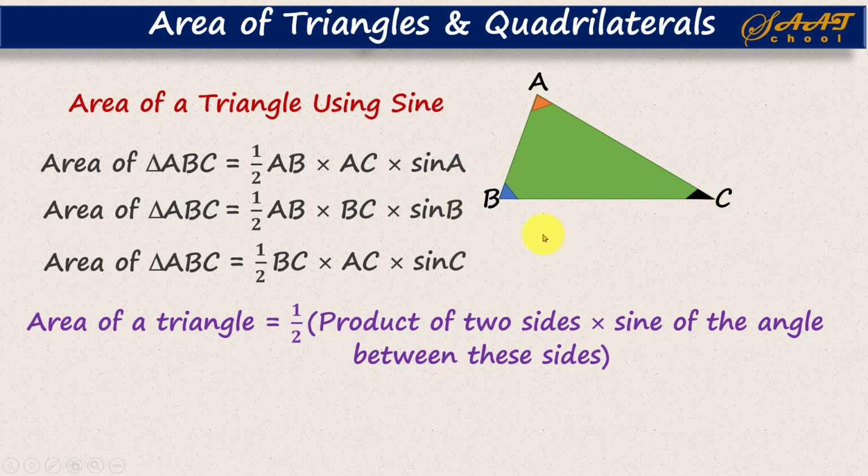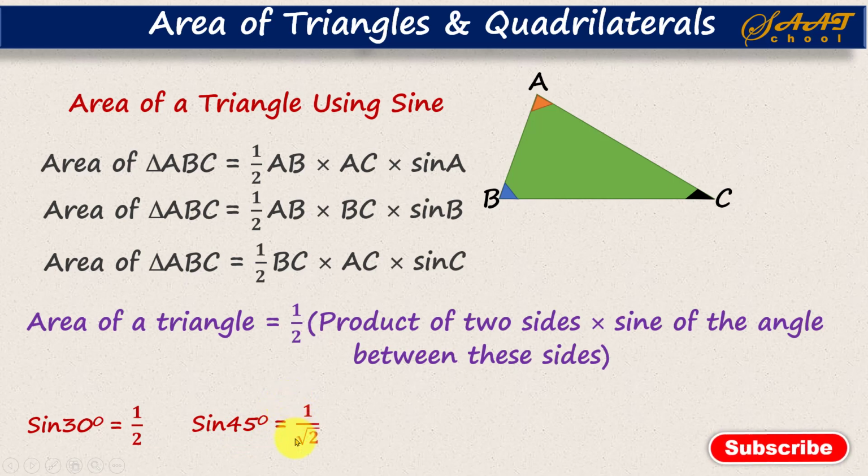Now to find the area of a triangle using this relation, we have to know some values of sine A, B or C. Generally, we will be given three angles. So the value of sine 30 is 1 by 2, and the value of sine 45 is 1 by square root of 2, and the next angle is sine 60, which equals square root of 3 divided by 2.